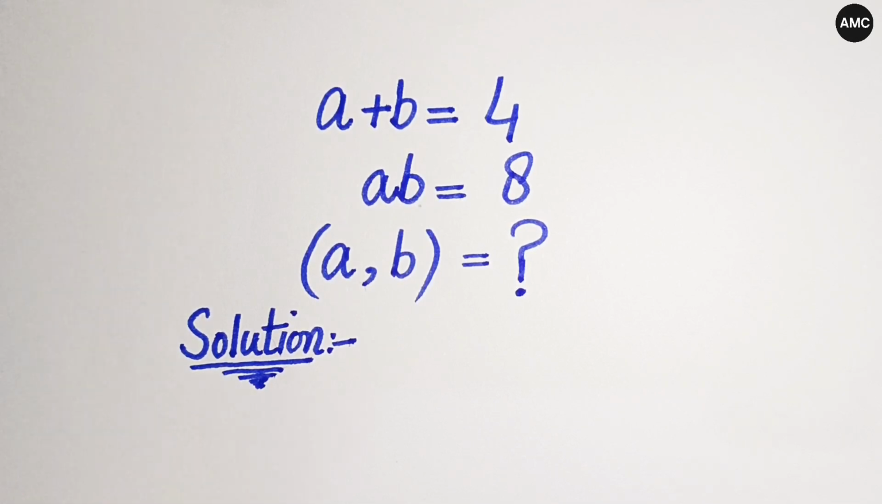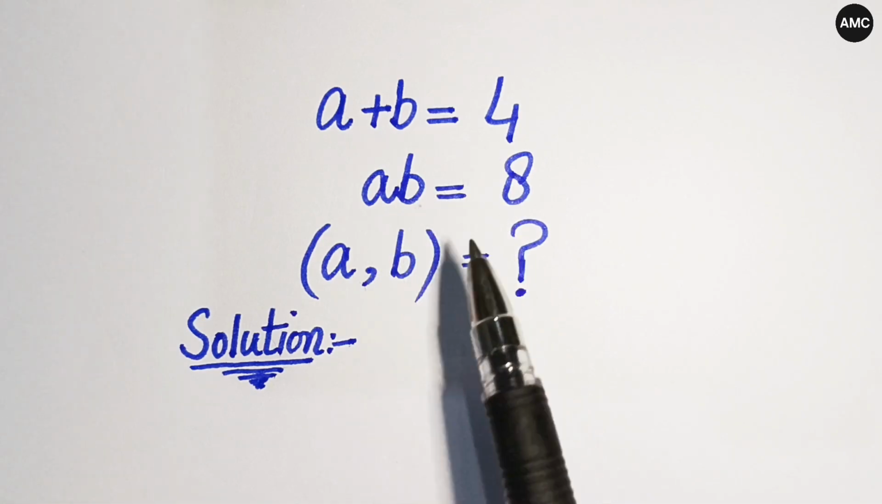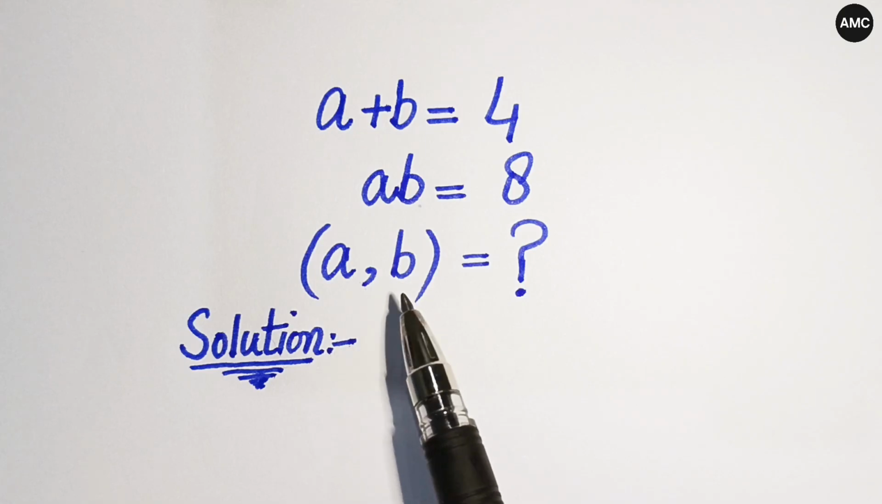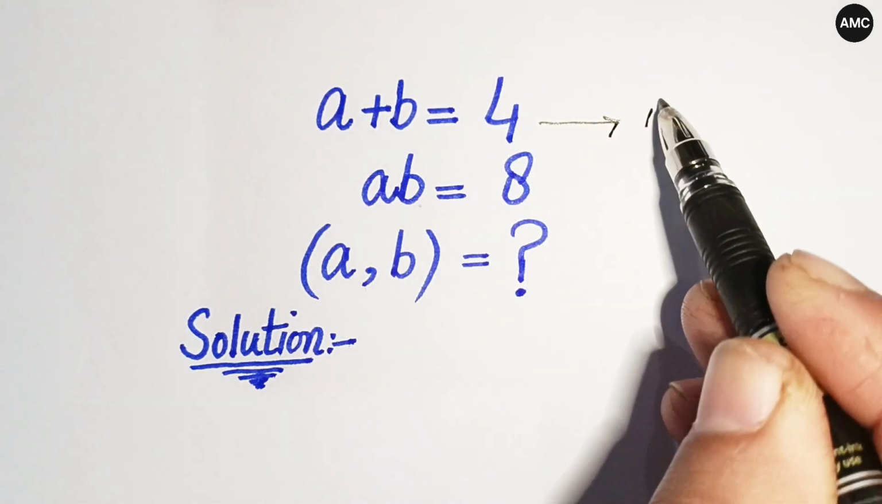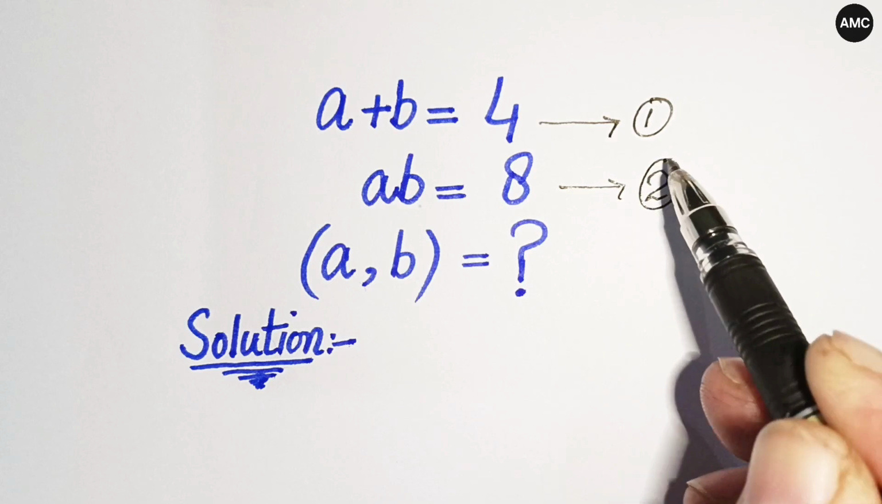Today we are going to solve a nice mathematics Olympiad problem, that is a plus b is equal to 4 and a times b is equal to 8. So we have to find all possible values of a and b. First of all, let's say it is our equation number 1 and it is our equation number 2.